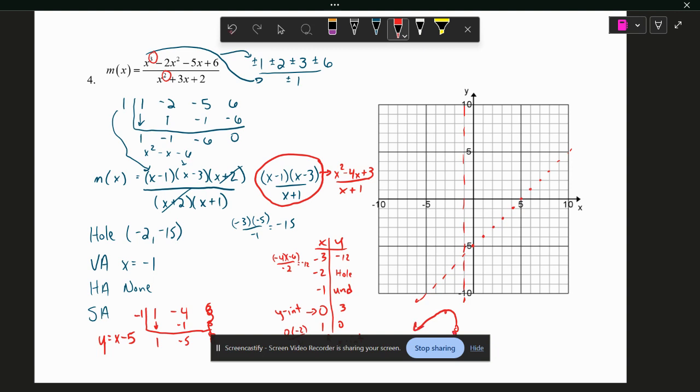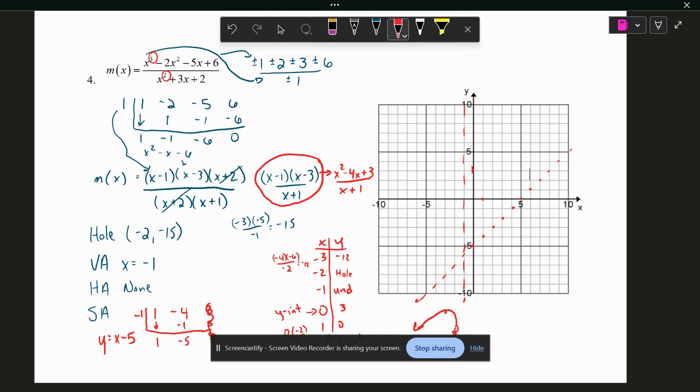And then at 0, 3, and 1, 0. 0, 3, sorry, 1, 0. You're going to have another something that's going to look kind of like this. Okay. In fact, I'm going to go one better, and I'm going to show you how to find your x-intercept. So this is going to go just a little bit lower.